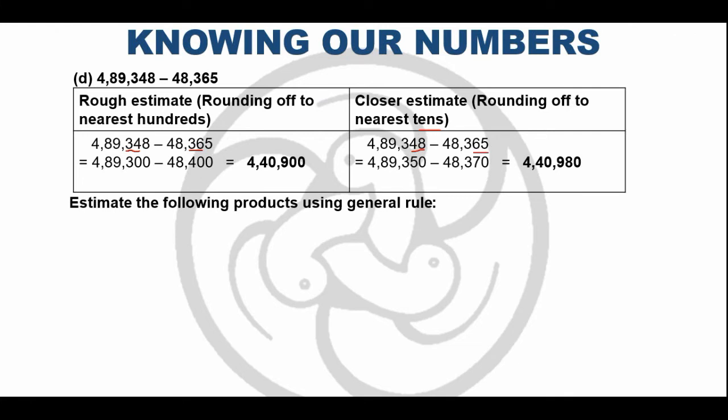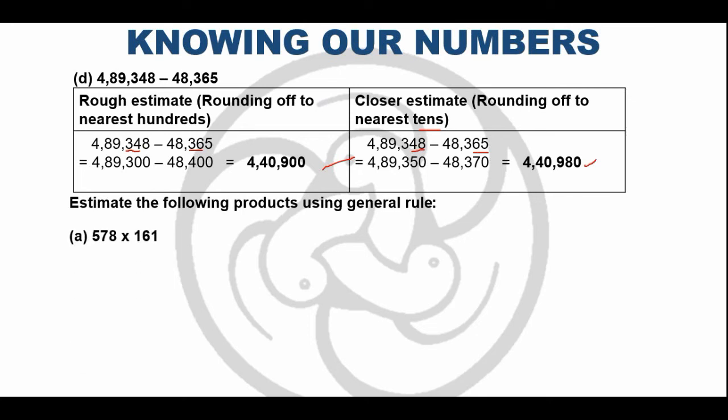So what is in the place value of 10? 6. What is the right side number? 5. So it is not less than 5. That means you have to add 1 to the place value of 10, it will become 48,370. So whenever you subtract these two numbers, you will get 4,40,980. So the rough estimate is 4,40,900 and the closer estimate is 4,40,980.